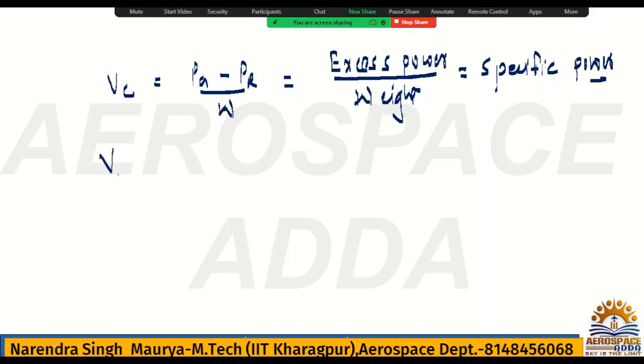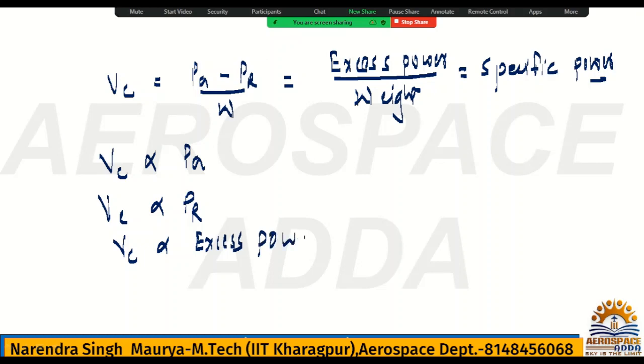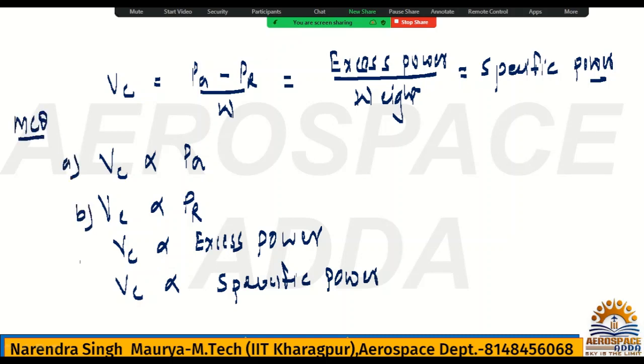This was asked in GATE. What they said? They said VC is directly proportional to PA. VC is directly proportional to PR required. VC is directly proportional to excess power. VC is directly proportional to specific power. This is the MCQ: A, B, C, D. Check what is the correct answer. This was the GATE question. I will show you the GATE question. So the correct answer is nothing but D.